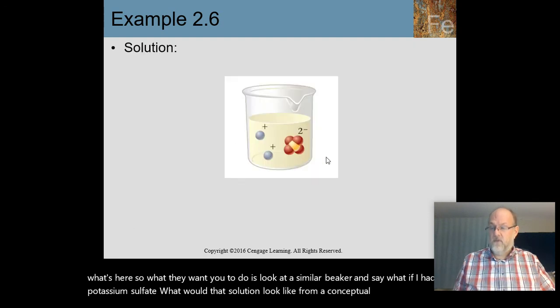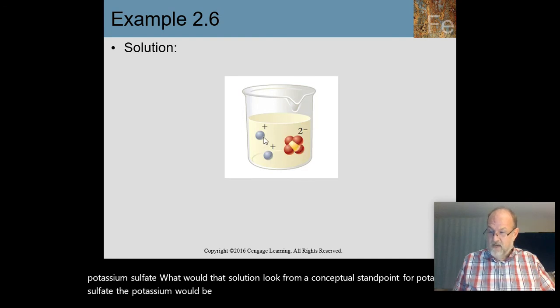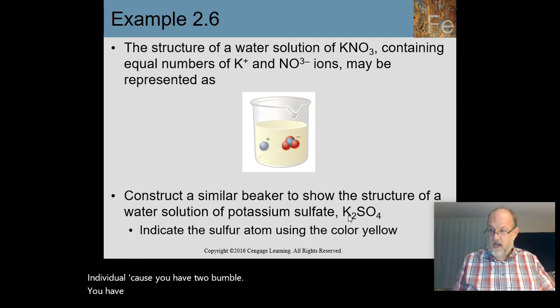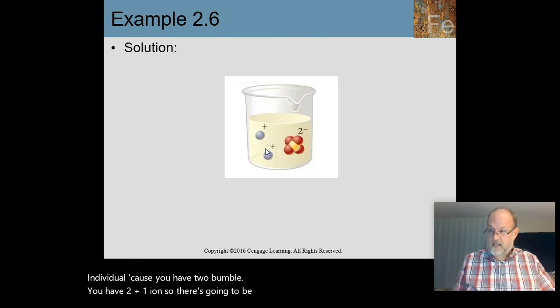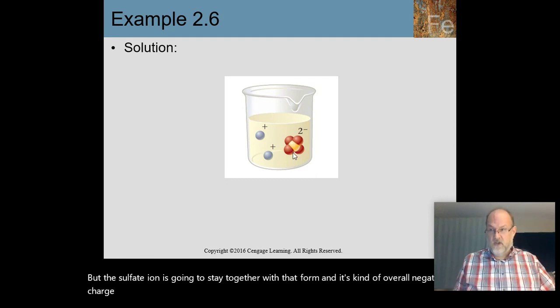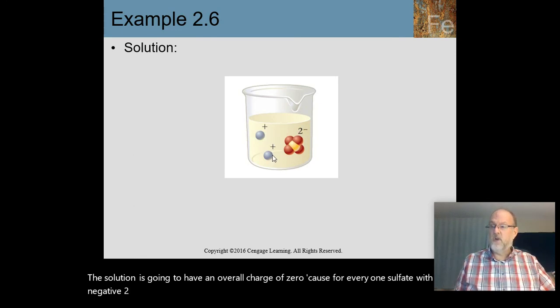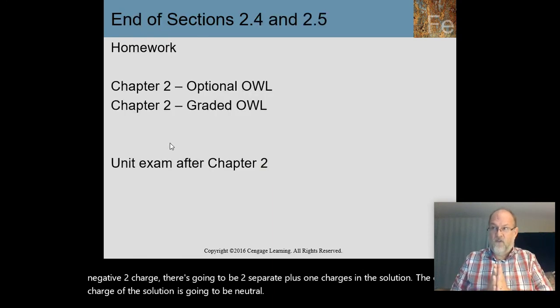Well, for potassium sulfate, the potassium would be individual because you have two, boom, boom, two +1 ions. So there's going to be two separate potassium ions. But the sulfate ion is going to stay together in that form, and it's going to have an overall -2 charge. However, this solution is going to have an overall charge of 0, because for every one sulfate with a -2 charge, there's going to be two separate +1 charges in the solution. The overall charge of the solution is going to be neutral. And that's the end of sections 4 and 5.